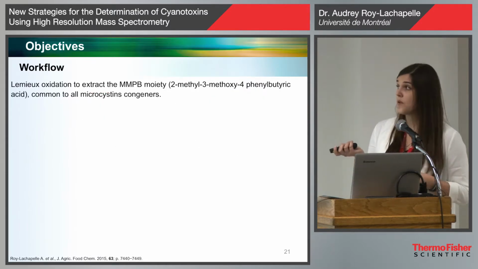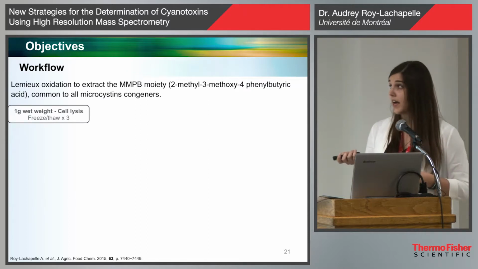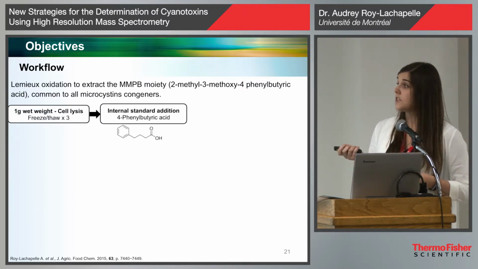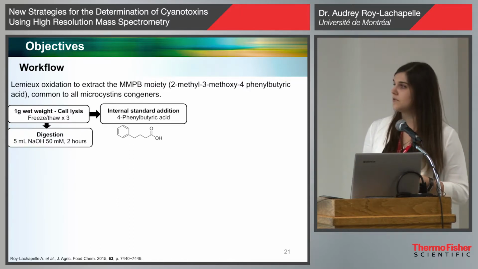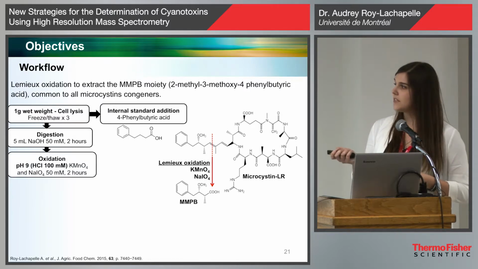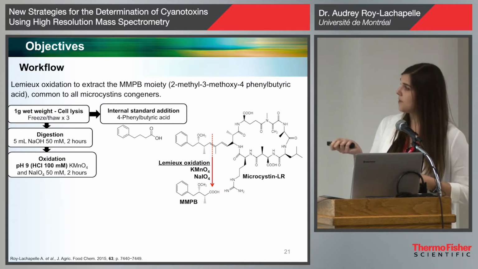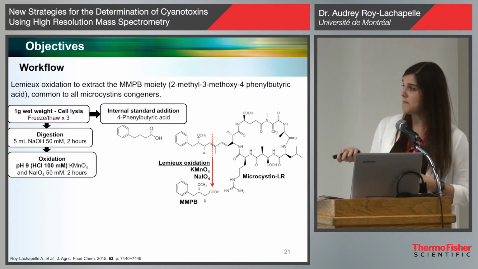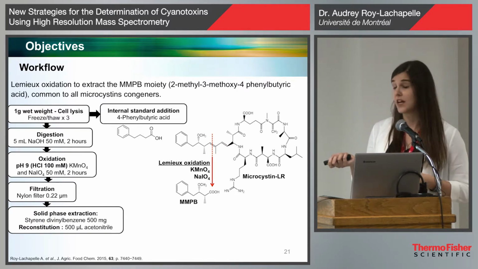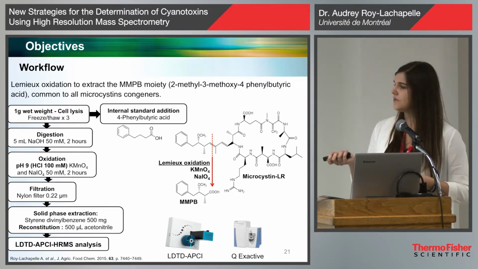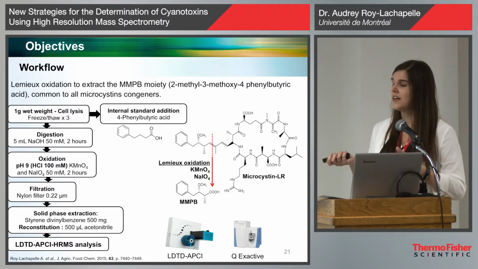So our workflow for this analysis: we used fish tissue, added the internal standard, and submitted it to digestion to be able to really have a good extraction of the microcystins. Then we submitted it to an oxidation, which cuts the ADDA part from the microcystins, and we can get the MMPB. We filtrate, submit to a solid phase extraction, and after that we analyzed it with the LDTD APCI HRMS.